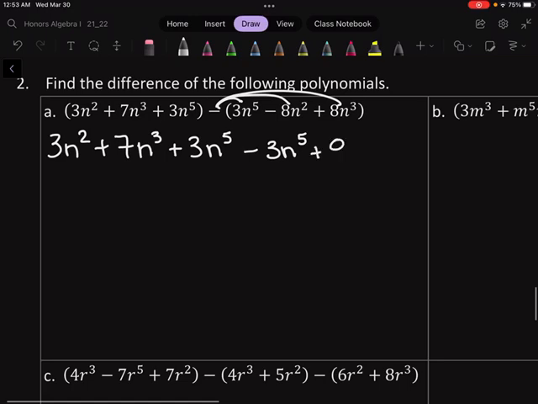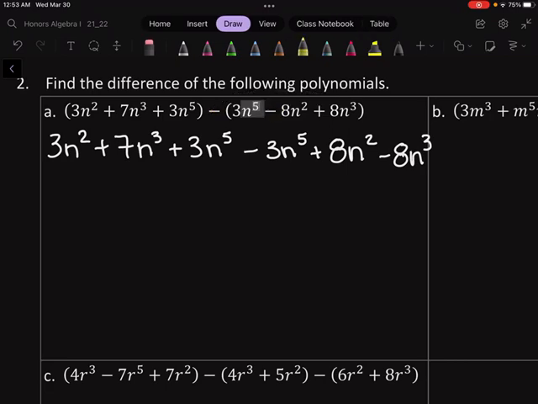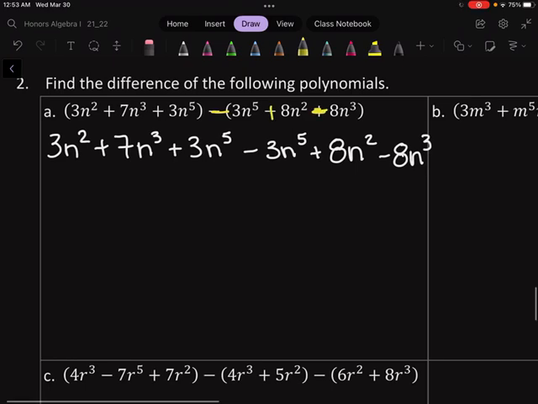Yes and no. It helps keep you on track. But I've seen some students come in here and just say, oh, everything's going to switch signs. So this becomes negative, that becomes plus, and this becomes negative. But again, this sometimes keeps me in line when I need to.